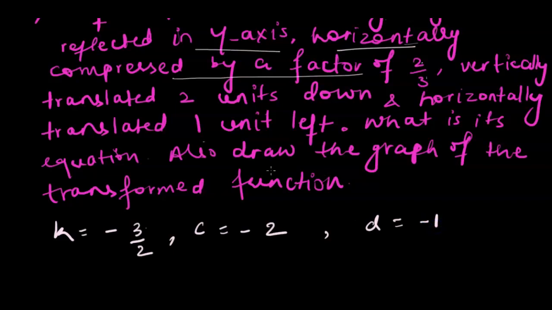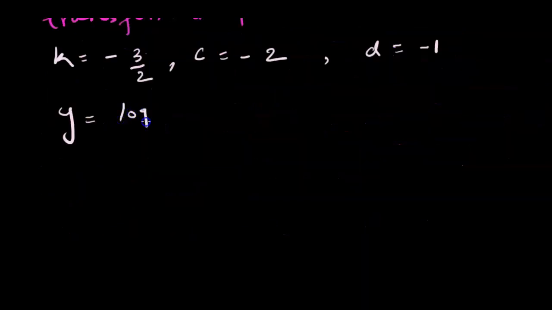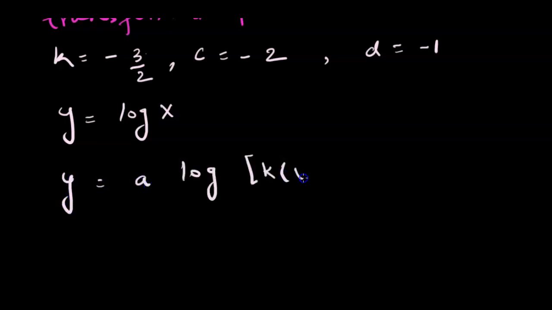What is its equation? Also draw the graph of the transformed function. So let's first write down the equation. Our parent function was y = log x. If you do not put a 10, that would be okay. If you want to put a 10, that would also be fine, but no base means the base is automatically 10. We know the transformed equation is y = a log(k(x - d)) + c. Now we just have to fill in the blanks. A is not there, so not there means it's 1.